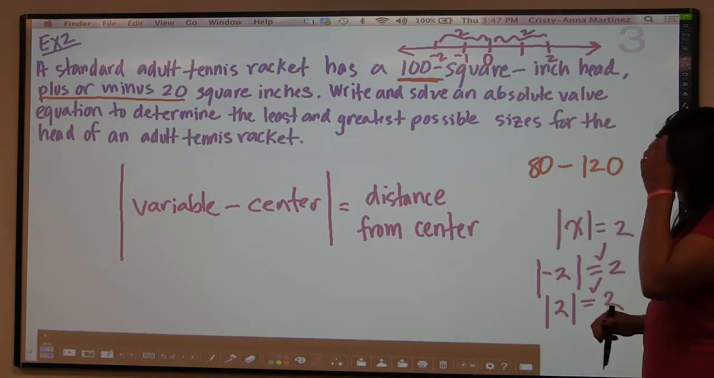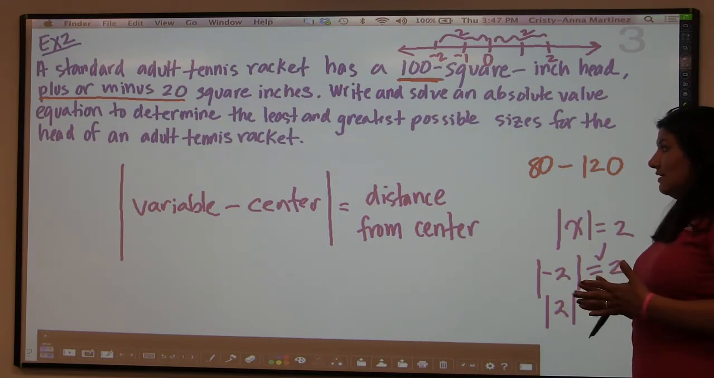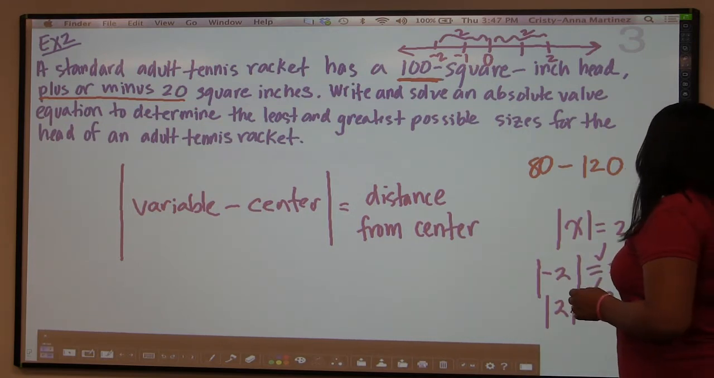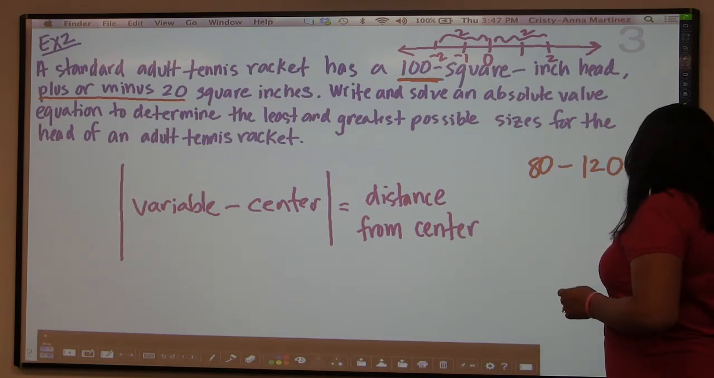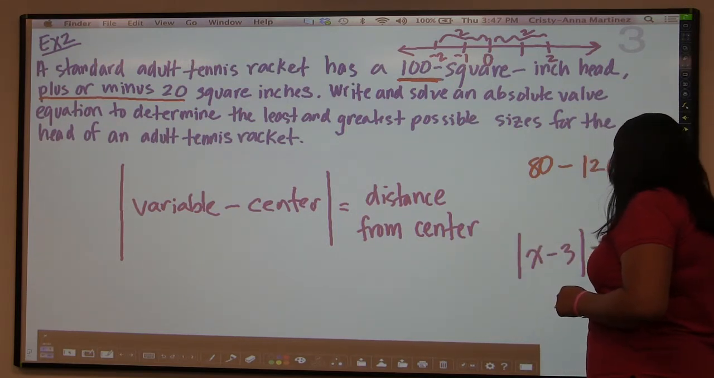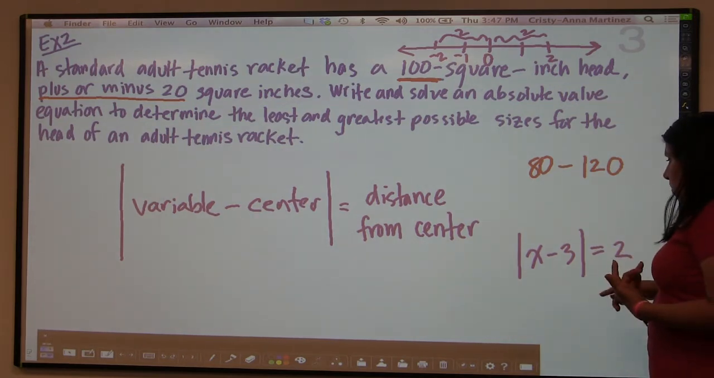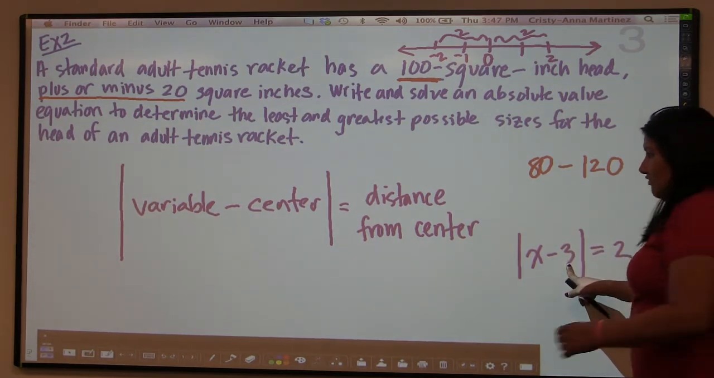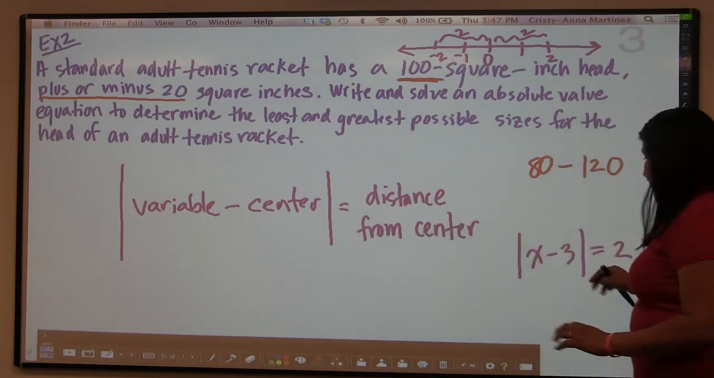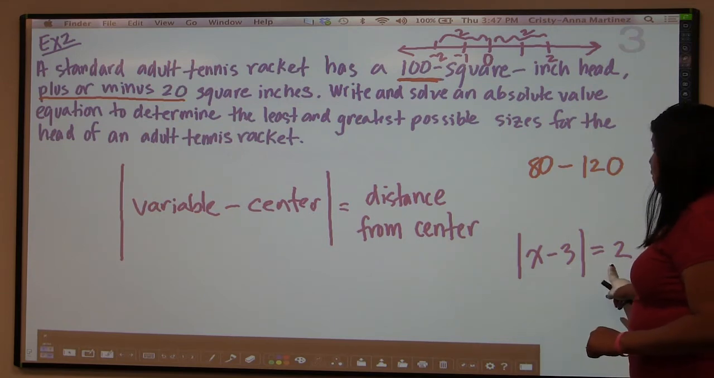Well, what's happening here is that the center has changed. Our center is not 0 anymore. So what happens if I write the expression instead as the absolute value of x minus 3 equals 2? What is that saying? That's saying that 3 is now my center. It might not make sense right now, but it's saying that 3 is my center. I want the distance from 3 to be 2.